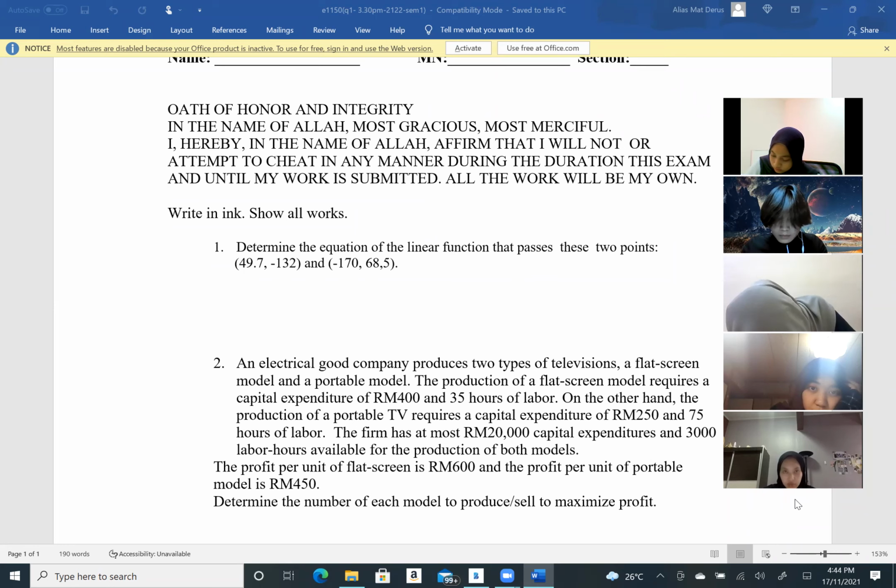Wait, sir. When we take a picture of our paper, do we need to also write the question along with the answers? No. I already have the questions. Just put the question number and the answer. Got it.